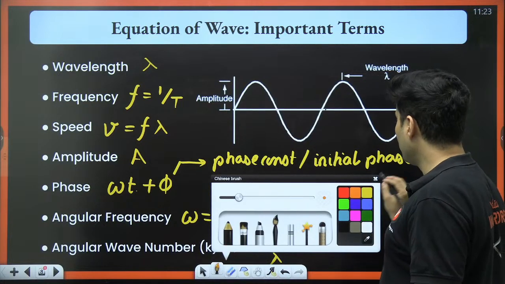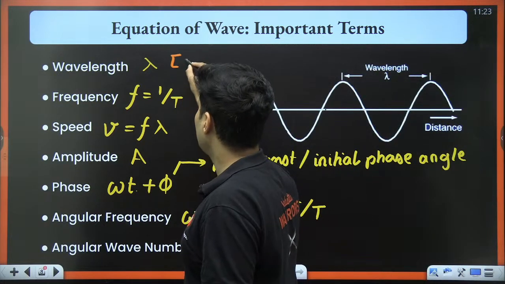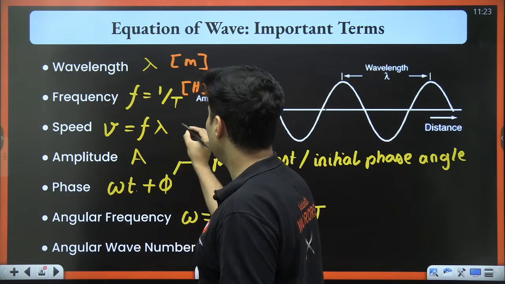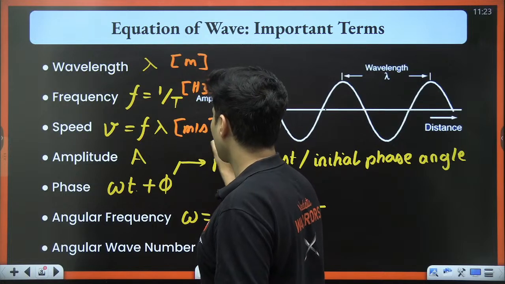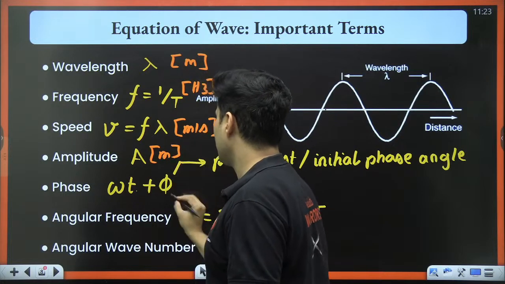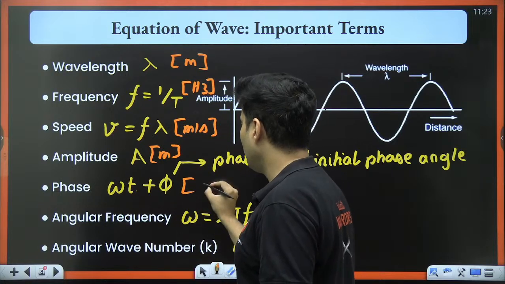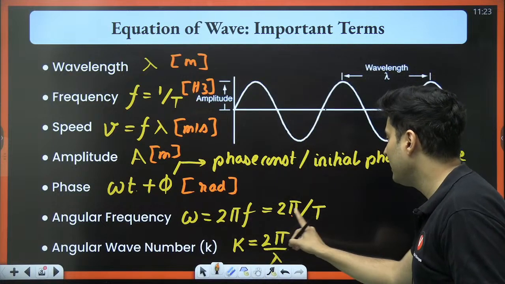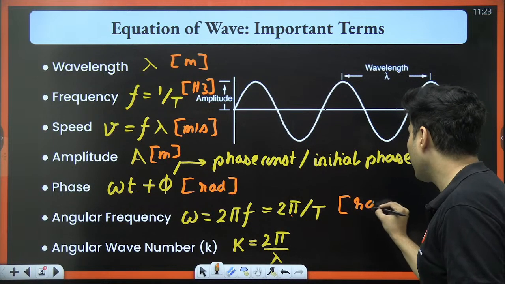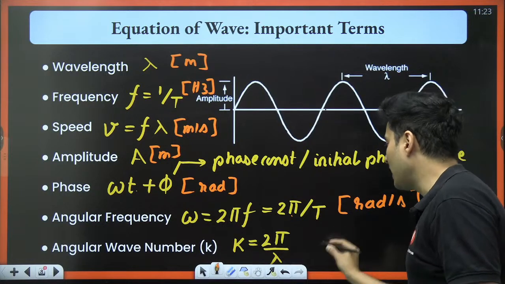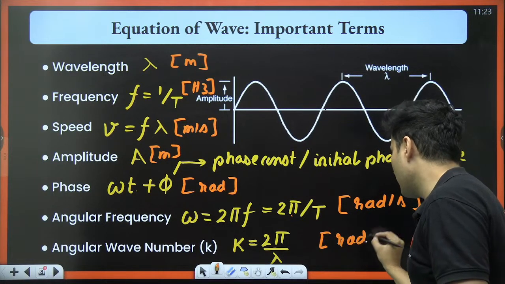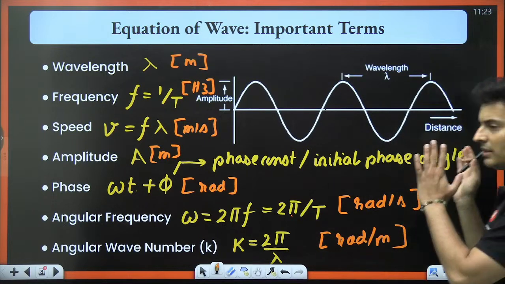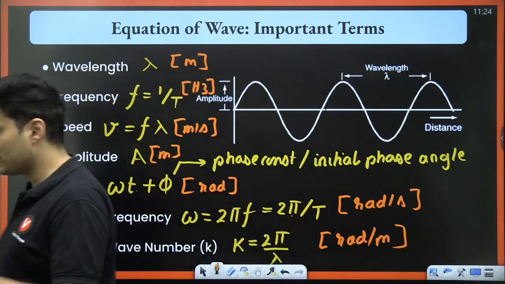You should also know about the units of each of these quantities. Wavelength is obviously in meters. Frequency is obviously in hertz or per second. Wave speed is usually in meters per second. Amplitude is in meters. Phase, initial phase, etc. is in radians. Angular frequency, you can see radians is there, second is there below, so it will be radians per second. And angular wave number, you can see radians is there on the top and meters is there below, so radians per meter. These are the standard quantities which you must know.